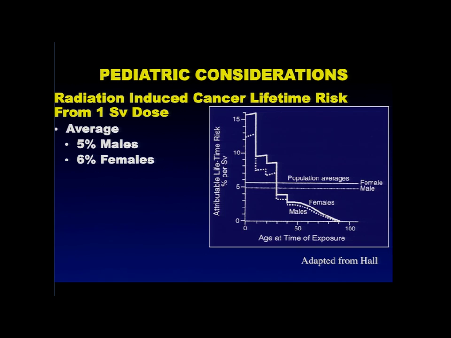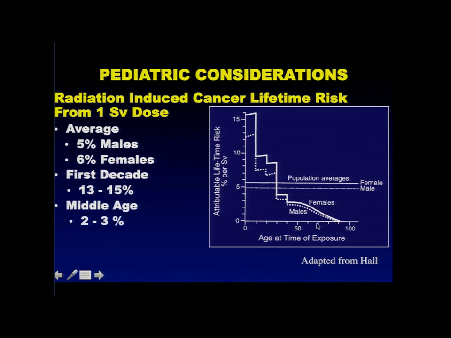This is a slide that was put together a few years ago by Eric Hall, just to remind us again. On the ordinate here, he's got the attributable lifetime risk from receiving 1 sievert of dose. Obviously, 1 sievert of dose is quite a bit of dose. And the average here is about 5 to 6% over your lifetime. If we look at just the first decade, it's 13 to 15%. If I look at middle age, it's down to 2 to 3%. It's about the only thing I can do better than my kids and my grandkids.